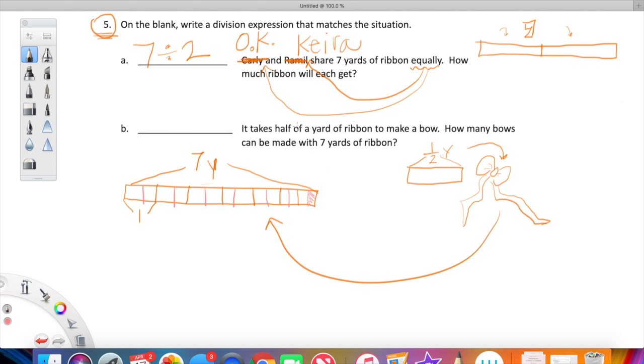Okay, that's great. What is the question asking though? How many bows can be made with 7 yards of ribbon? And you know, we don't even need to answer the question. We need the expression. So the expression here looks like we're still sharing 7 yards, just like we were up here, but we're not sharing it with 2 friends. In this one, we're looking at how many halves fit inside of 7. So our expression for this one, friends, is 7 divided by 1/2.